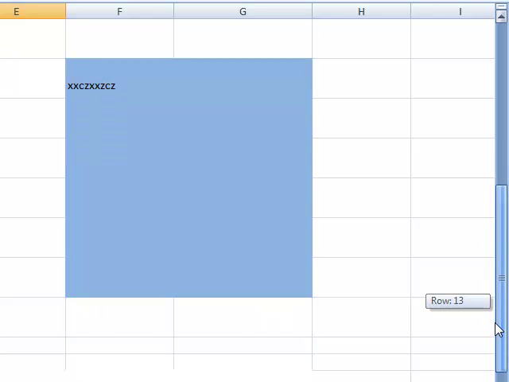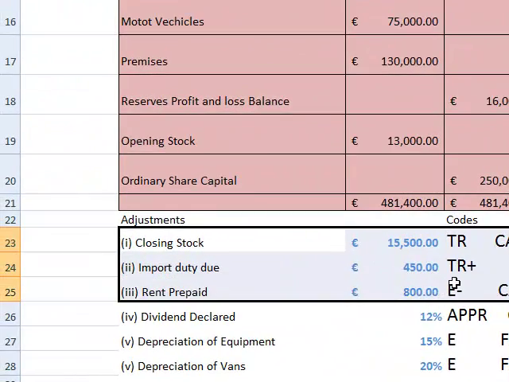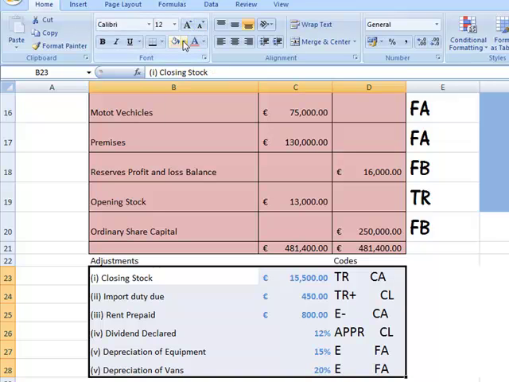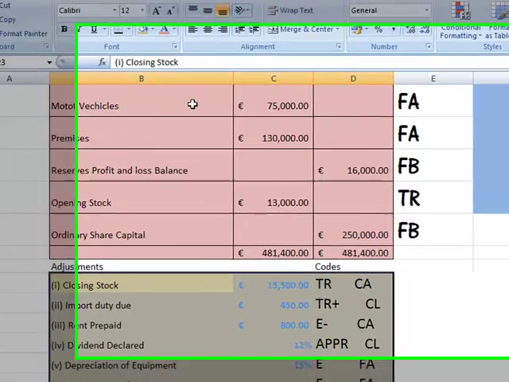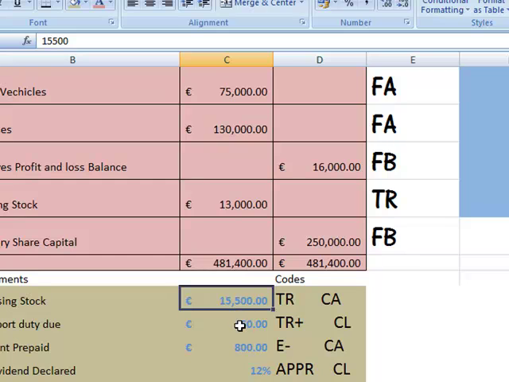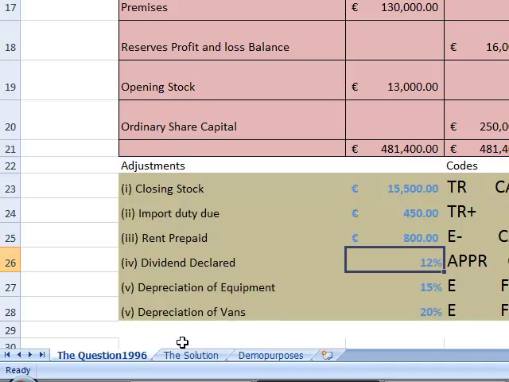The figures quoted outside the trial balance are the adjustments. These are the adjustments here. I'll just highlight these adjustments, change their color around just slightly, just for a second, so that we're aware of what the adjustments are. So this question asks us, there are the adjustments shown there in brown: 15,500 closing stock, import duty due, rent prepaid, and off we go.